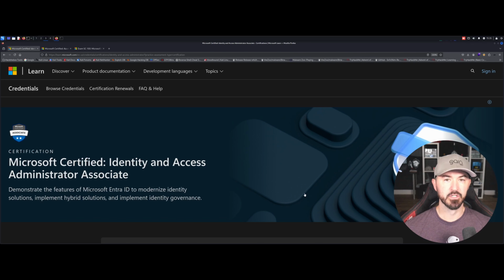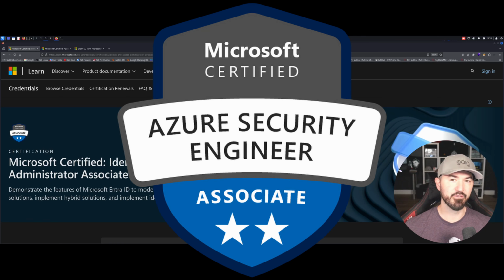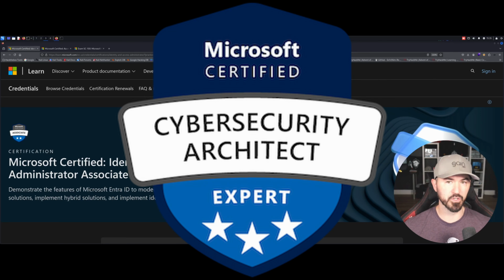InfoSec Pat here. So what I want to go over today is some Microsoft certifications. These are some of the ones that I've taken in the month of June in 2025. So we're going to be going over the SC300, the AZ500, and the SC100.